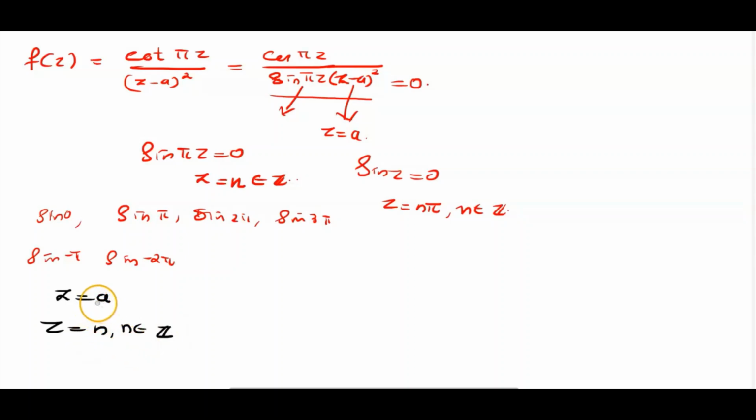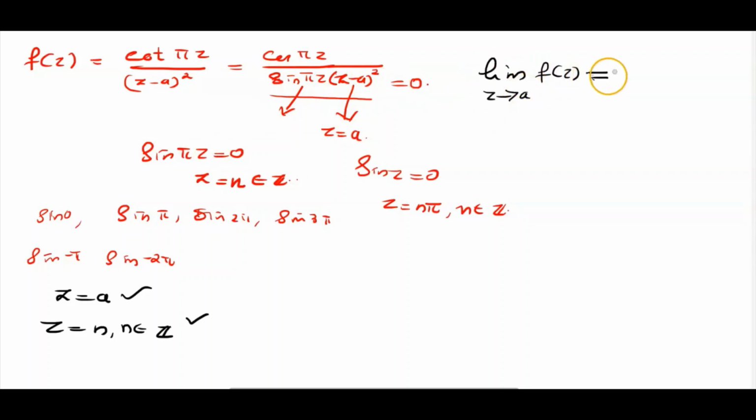Z equal to a is any number. If it is an integer, it belongs to the singularities, or if it is any other, sometimes it is a rational number. If it is 1 by 2, it is z minus 1 by 2, say equal to 1 by 2. It is a rational number or an integer. These are the singularities. Now let's find what their nature is.